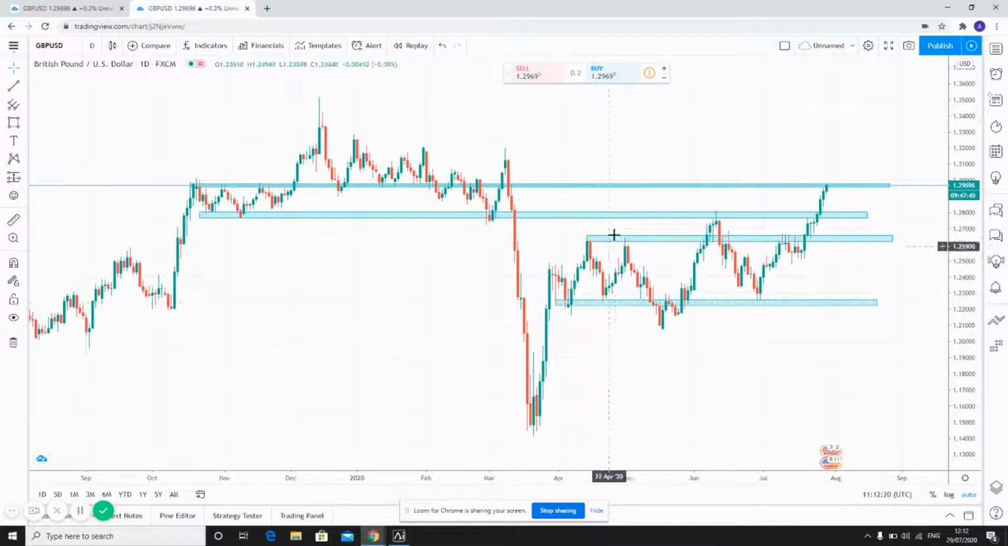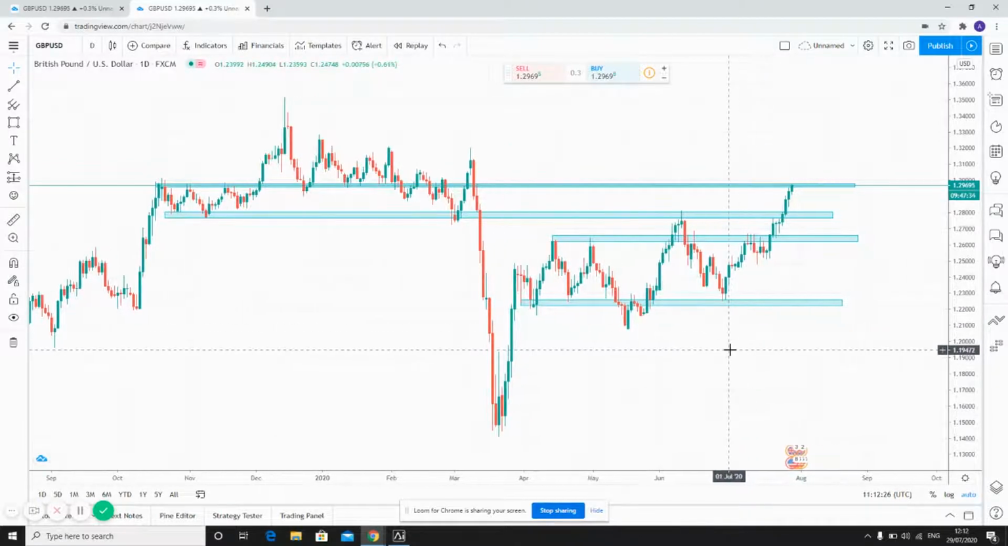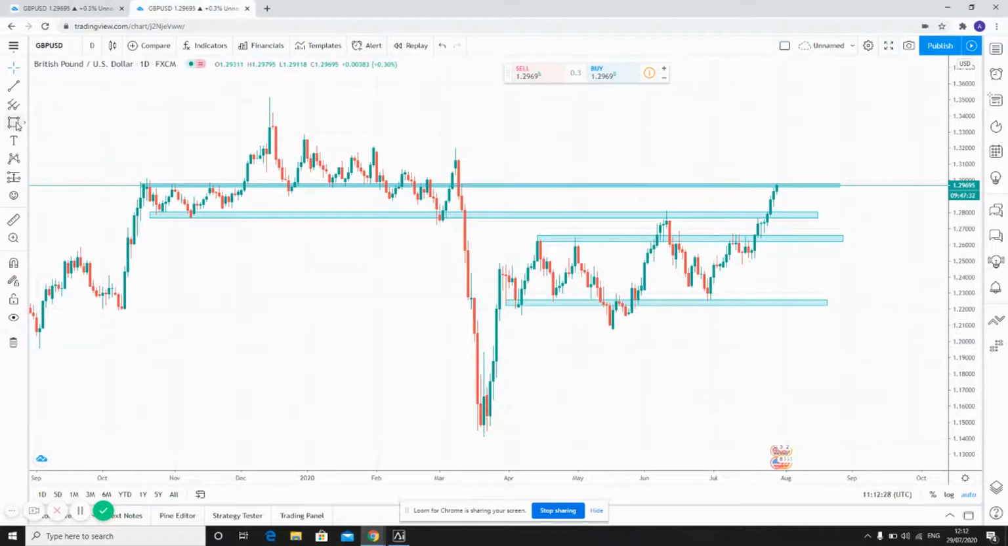Again, you can see the range that's been played between GU from here to here to here. So that's been quite a strong level of resistance. And really, for the daily levels, I'd mark one more level, which is here.